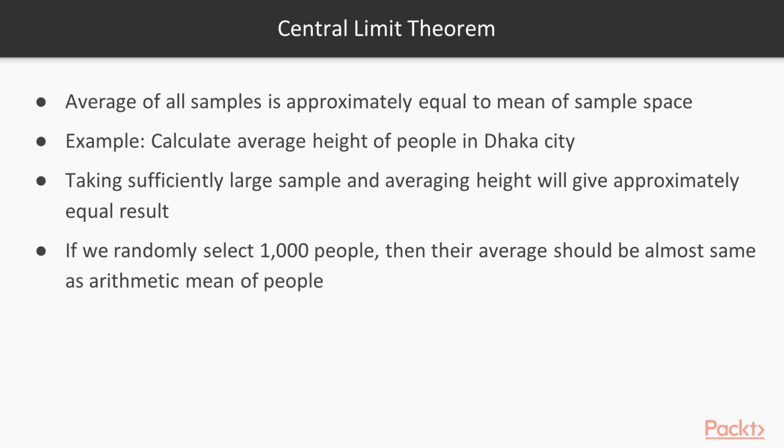It will be a lot of work if we take the height of each and every one in the city and then average it. Instead, the central limit theorem states that taking a sufficiently large sample and averaging the height of that sample will give an approximately equal result to if we did it for all people in the city. So if we randomly select 1,000 people, then their average should be almost the same as the arithmetic mean of people in the whole city.